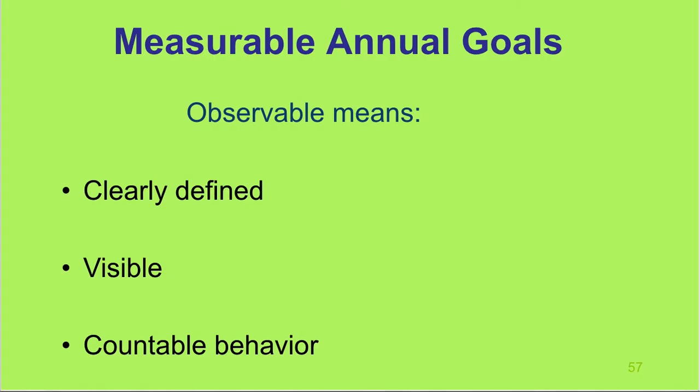Observable means it's clearly defined, it's visible, it's accountable behavior. Sometimes people will say, like, does this observable behavior pass the dead man's test? And the dead man's test means if a dead man can do it, it's not a behavior, right? Because the dead man can't do anything.